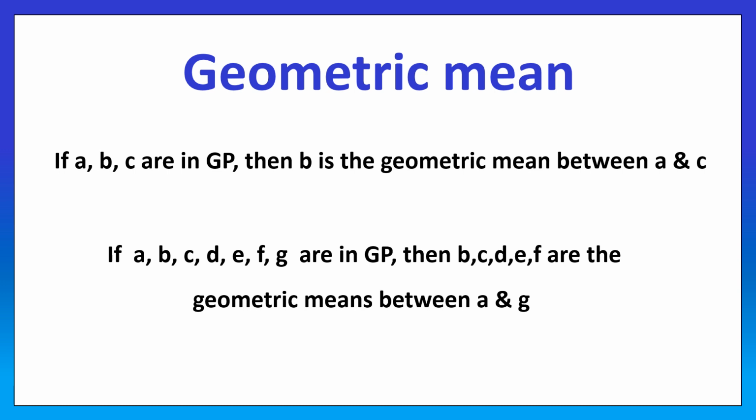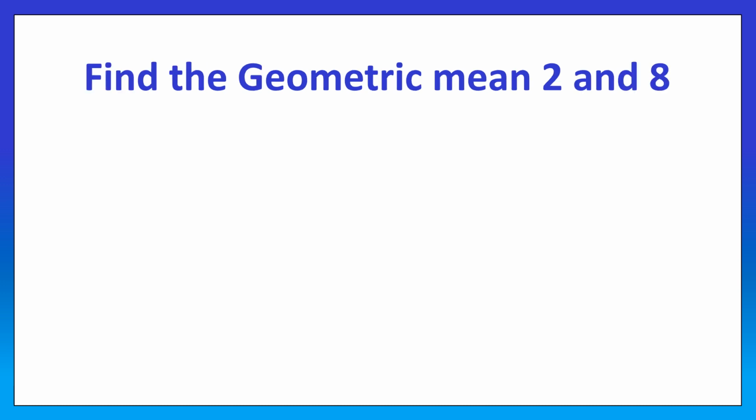In the first case, B is the geometric mean between A and C, and in the second case, B, C, D, E, F are the geometric means between the first term, that is A, and the last term, that is G. Suppose we are asked to find the geometric mean between 2 and 8. Then there will be three numbers in that series. 2 is the first term, the second term is the geometric mean that we are asked to find, and the third term will be 8.